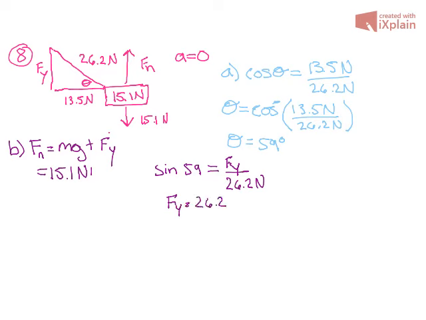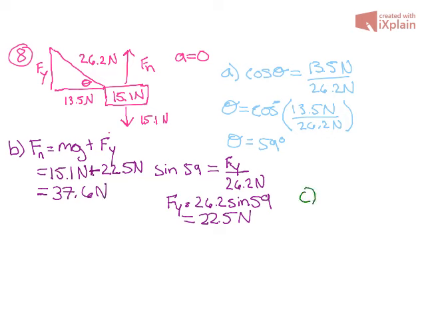So to find the Fy component, I'm going to use sine because we need to find the opposite over the hypotenuse. And so I took the opposite, which is Fy, and the hypotenuse, which is 26.2, and then I cross-multiplied to solve for Fy, and that gave me a value of 22.5 newtons. So I'm going to plug that into my equation for the normal force, and that gives me about 37.6 newtons.